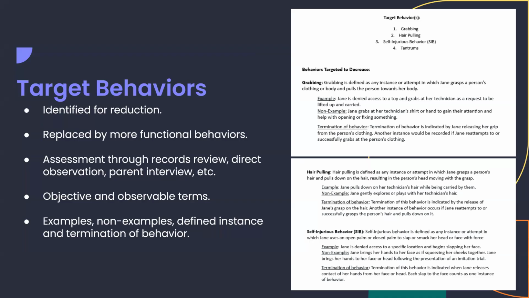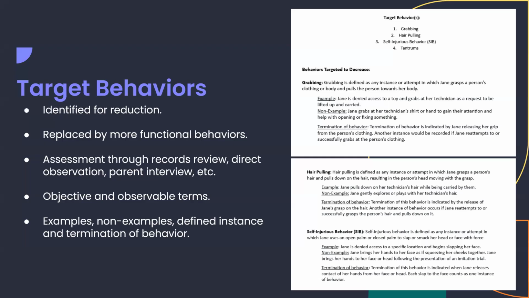Furthermore, behaviors should not only be identified, but defined in objective and observable terms so that they can be reliably measured across various staff. Definitions for behavior should also include examples and non-examples and terms that define an instance of behavior. So when it happens and when it stops. The rates of behavior are also included within the section. We'll move to that in a second, so that progress can be monitored and modifications to the plan can be made if necessary.